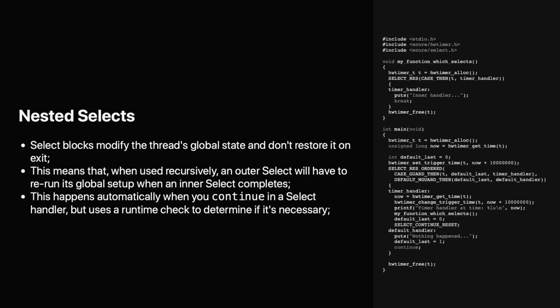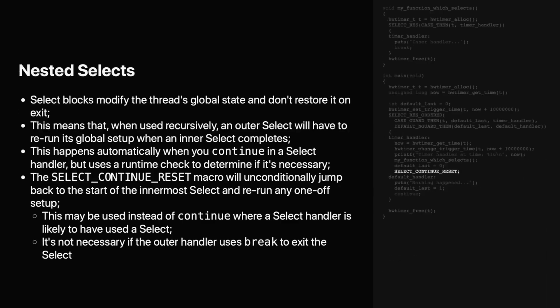It's worth being aware that a select block modifies the thread's global state on entry, and it doesn't restore it when it finishes. This means that when selects are nested, the outer select needs to rerun its global setup when an inner one completes if it's going to handle another event, like when the outer handler ends in continue. The select construct takes care of this, and will rerun the global setup if required when a continue is reached. However, it uses a runtime check to achieve this, which naturally has a small performance penalty.